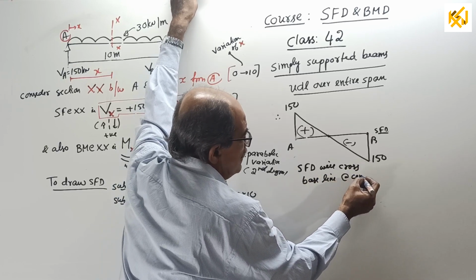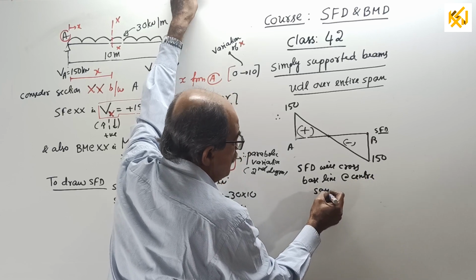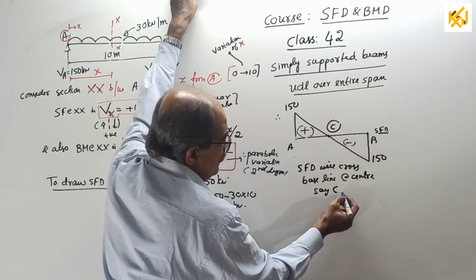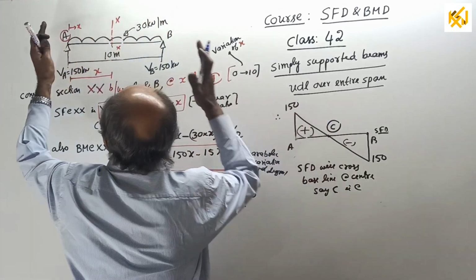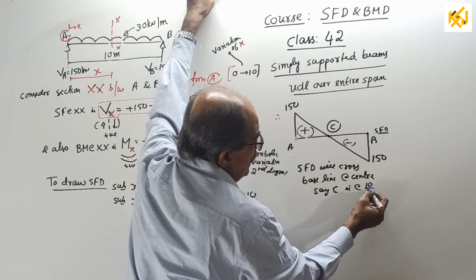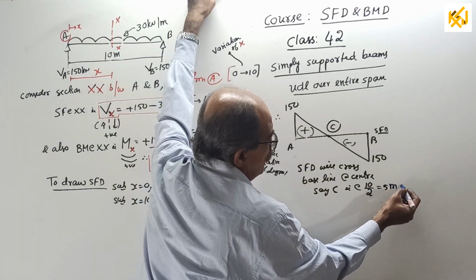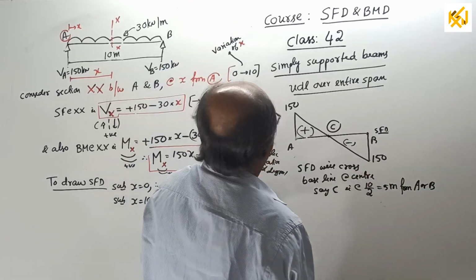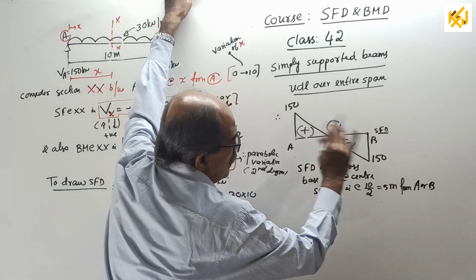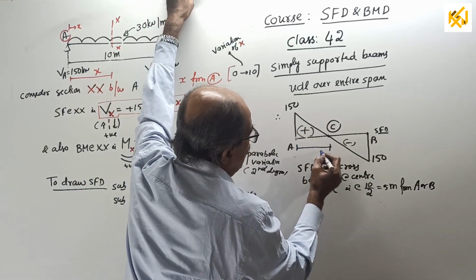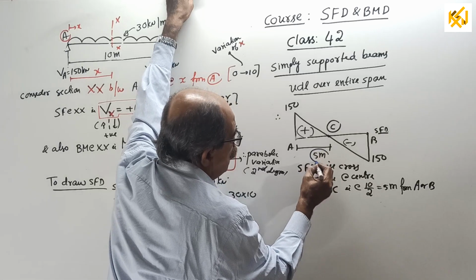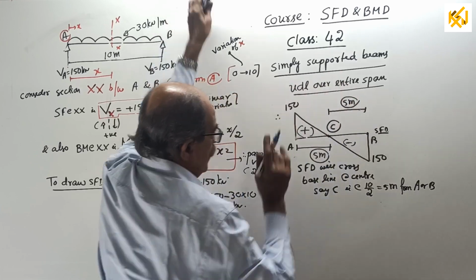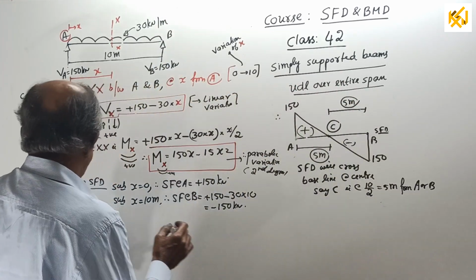at the center. Center, say some name. I will call the point C. Say C. That is at what distance? When this is 10 meter, at 10 by 2 equal to 5 meter from either A or B, anywhere. You can tell either from A or B, it is 5 meter. I will come back here and enter the answer here. This is 5 meter. Remember, calculated value. This also 5 meter, calculated value. Over. Okay, now SFD is over.